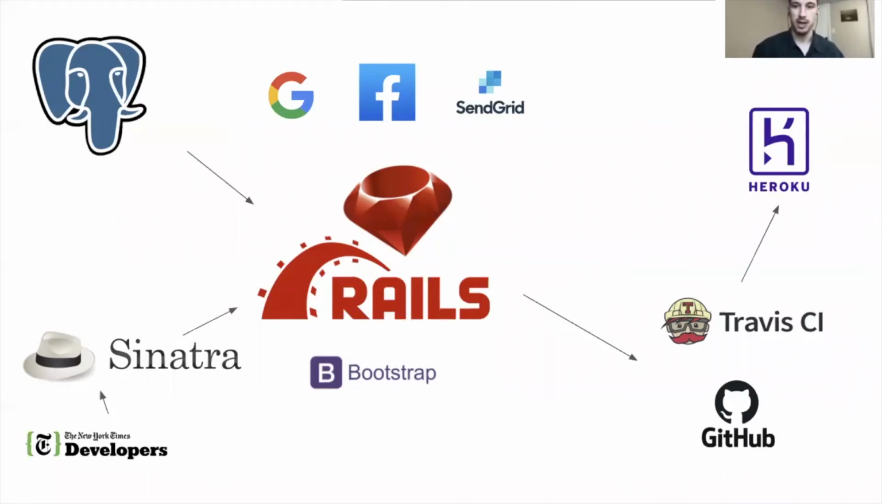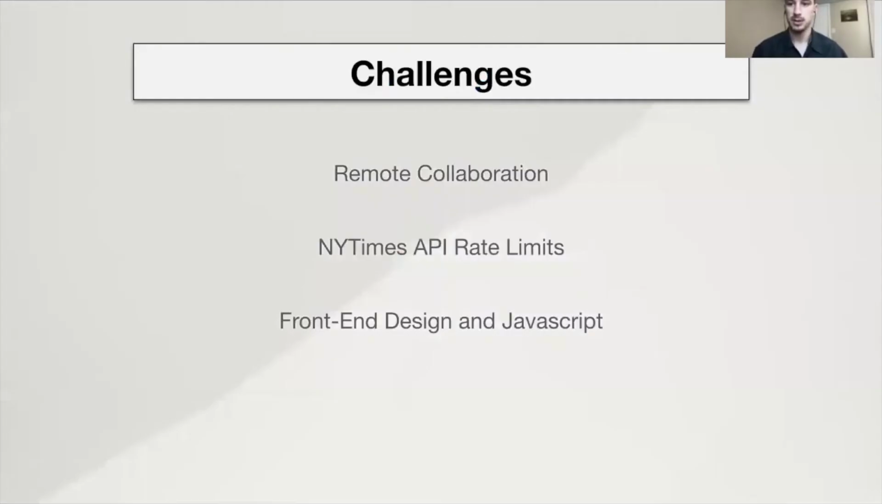Most of our communication and workflow occurred on GitHub, and we used Travis CI for continuous integration and deployment to Heroku. Here's a look at some of our main challenges we faced, the first one being remote collaboration. As I mentioned before, GitHub was our primary source of communication. We had a really organized project board so that we all knew what each other were working on, and we had well-labeled issues so that we knew what still needed to be completed.